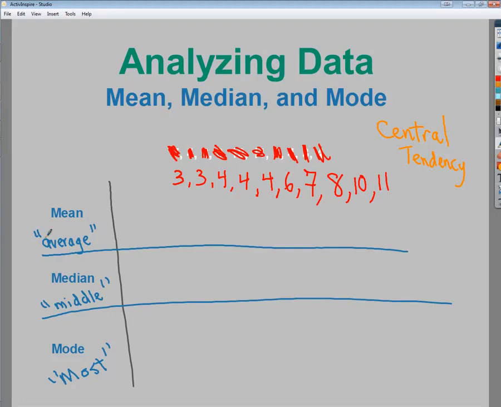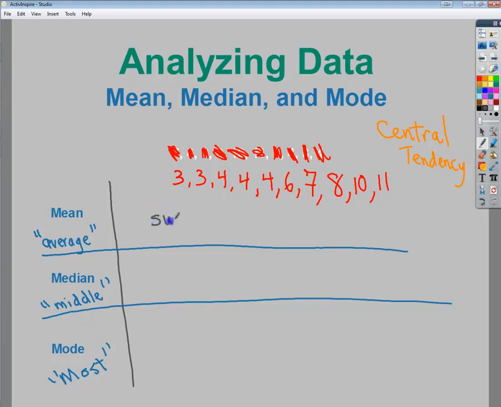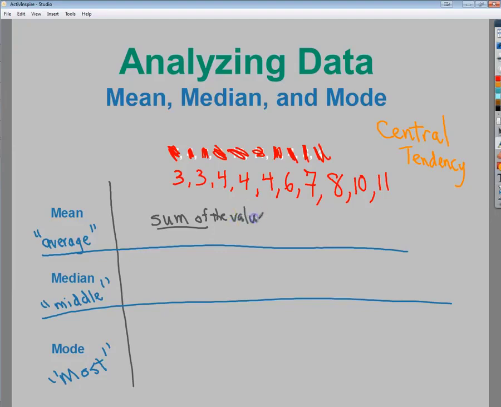Anyway, what you're dealing with is the sum of the values. So add them all up. And then you want to just divide by how many there are, so the number of values. So you might say something like sum over how many. That tends to be the short version of that.